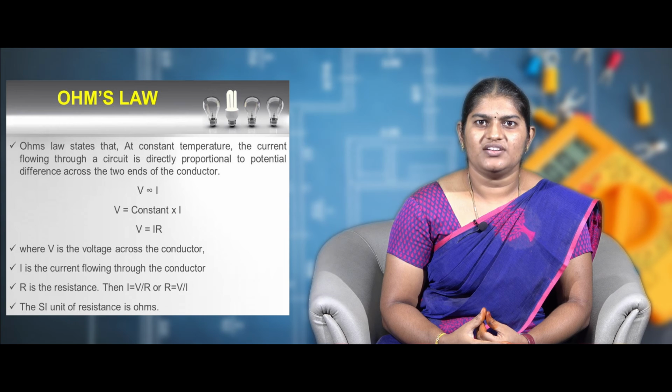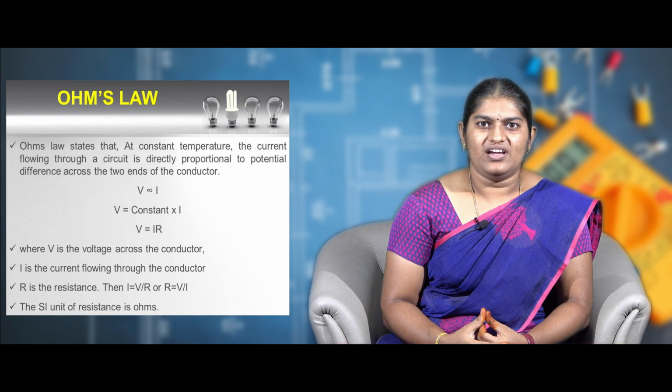According to Ohm's law, at constant temperature, the current flowing through a circuit is directly proportional to the potential difference between two ends of a conductor. V is directly proportional to I. V is equal to constant into I. V is equal to IR, where V is the voltage across the conductor, I is the current flowing through the conductor, and R is the resistor. I is equal to V by R, and R is equal to V by I. The SI unit of resistor is ohm.